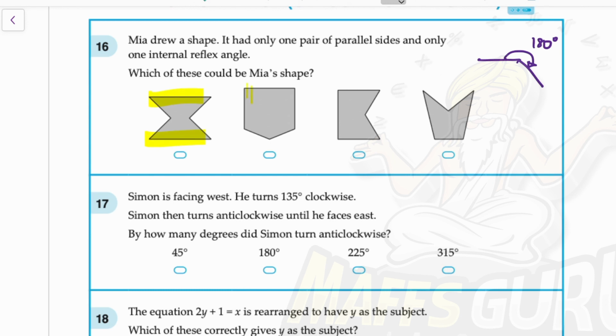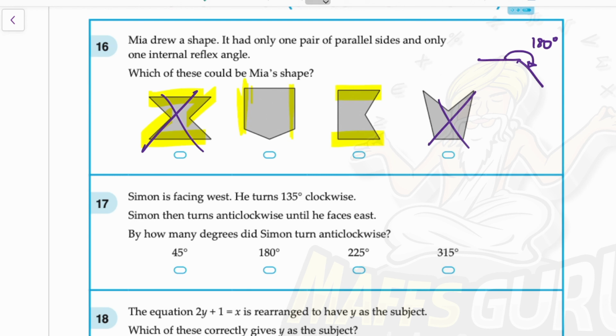Okay, but these lines here are parallel, so it can't be that shape there. They are parallel because they're never going to meet. What about this one here? This side here and this side here are parallel. And then none of the sides on this shape are in fact parallel, so it can't be that one.